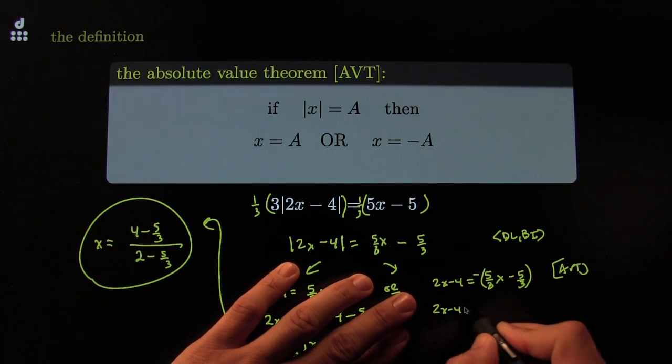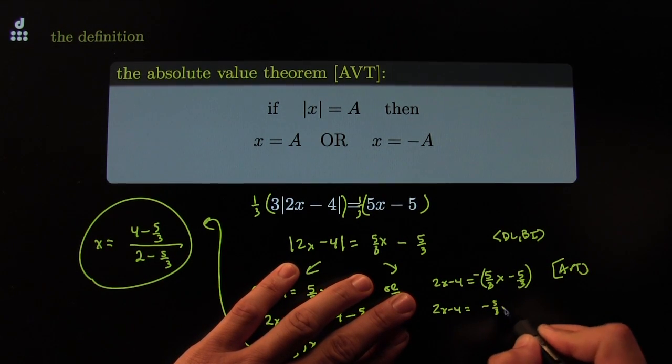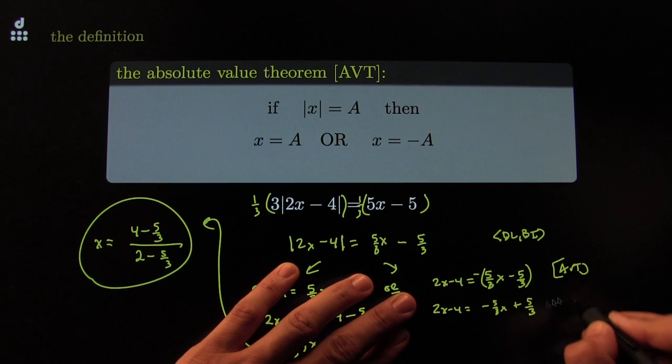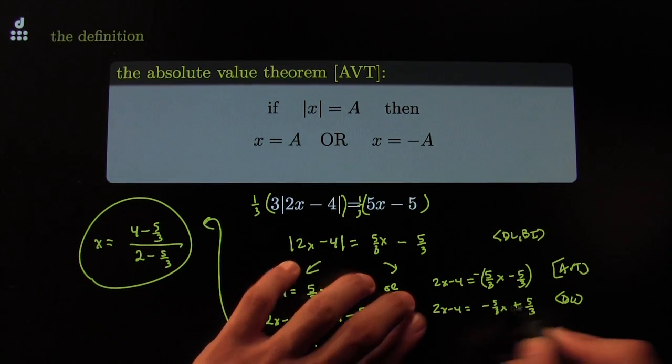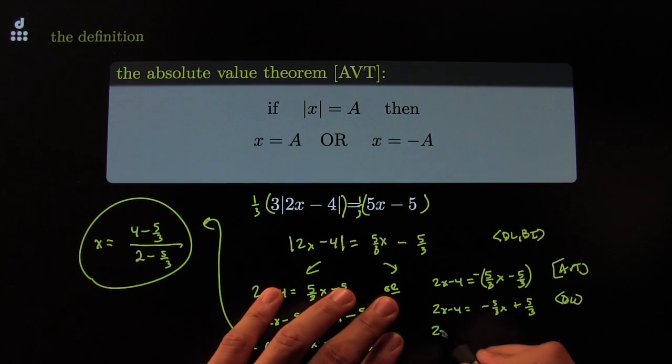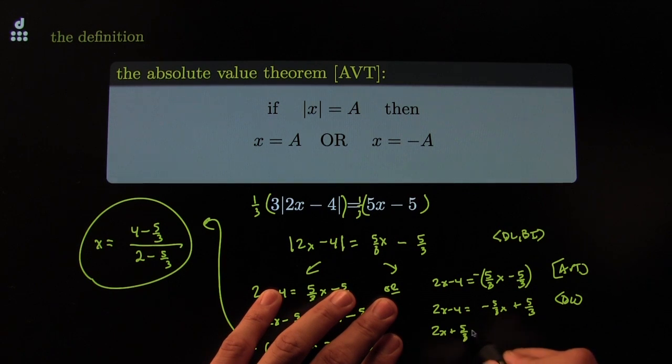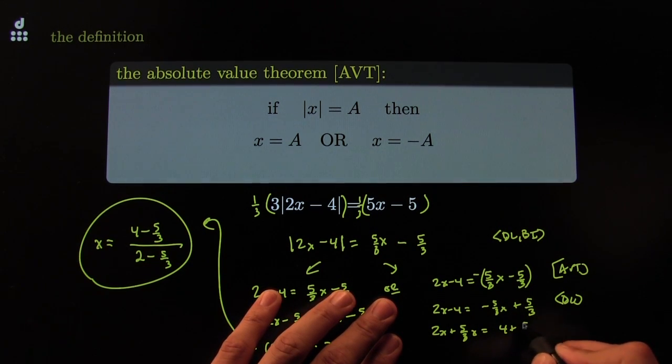So 2x minus 4 would be equal to negative 5 over 3x plus 5 over 3. That's just distributive law. And I continue the same way, move all the x's to one side. So that would give us 5/3 x is equal to 4 plus 5 over 3.